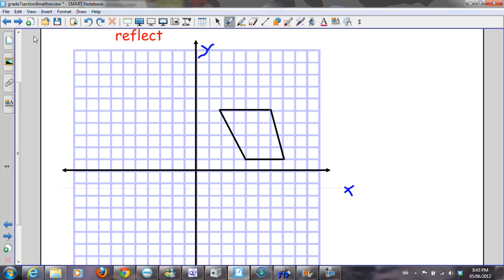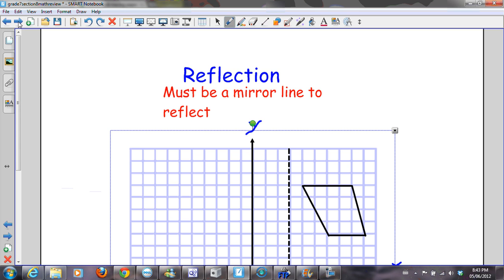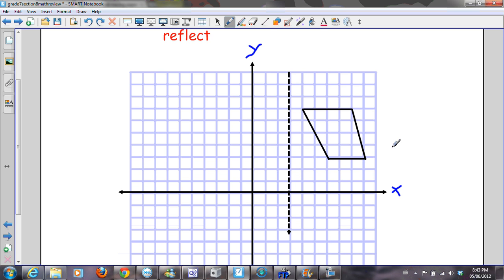And again, you have to have a mirror line to be able to reflect it. Okay, in this case, you see the mirror line is right there like I showed you before. So it's 1 away in this direction, so it should be 1 away in that one. And then you count how many away in this direction for the next one. 1, 2, 3, 4, 5 to the right. So I should go 1, 2, 3, 4, 5 to the left.